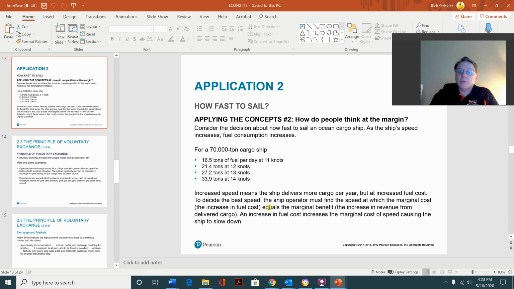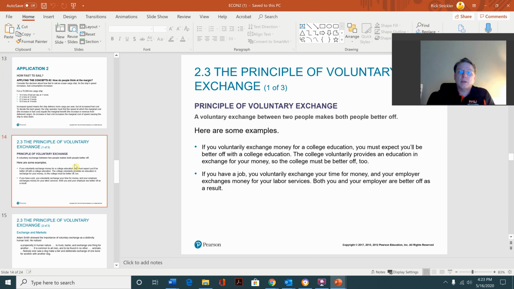Decide the best speed the ship should operate at using the marginal cost. Well, the problem we have with this is we don't know how much money we're getting for the cargo. But you can figure it out based on the generic amount as to which one would be most beneficial.